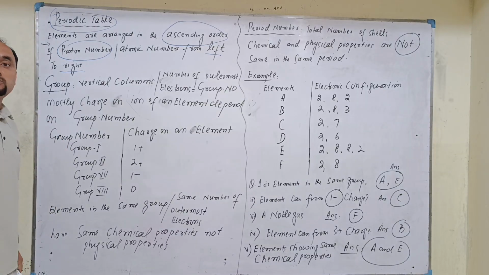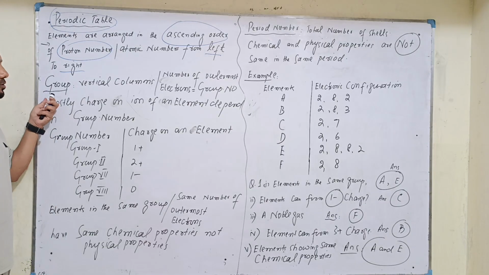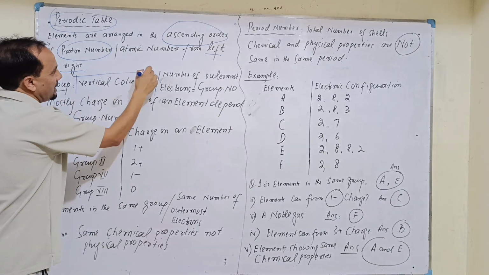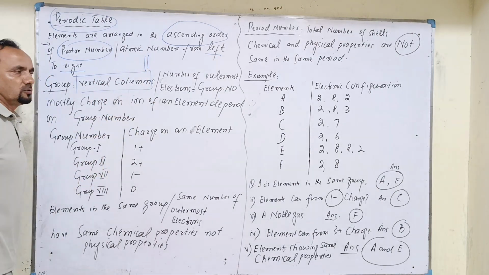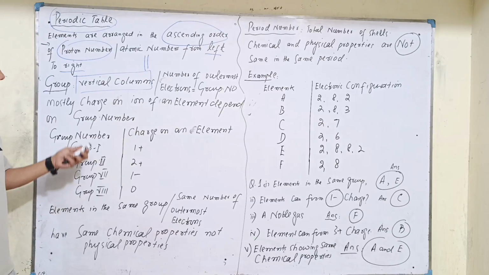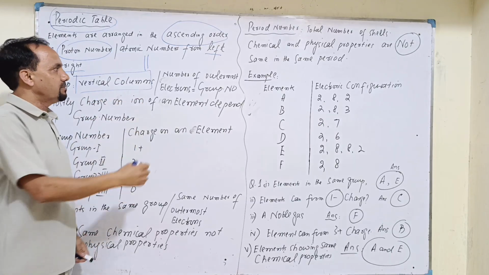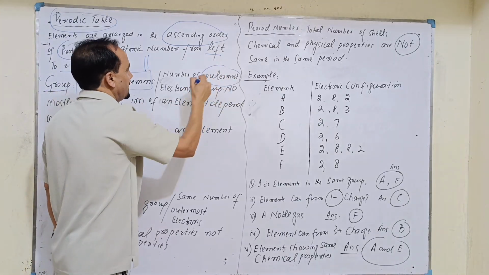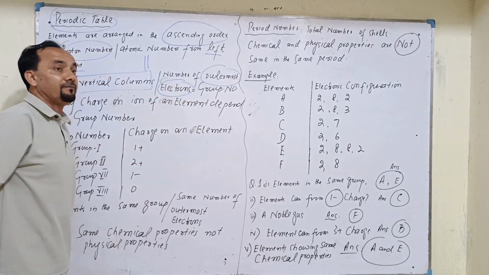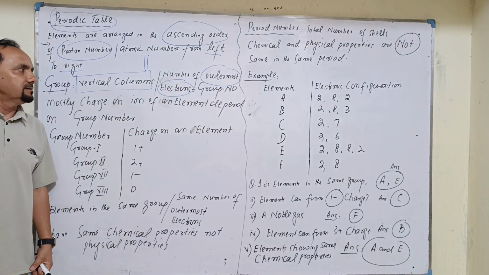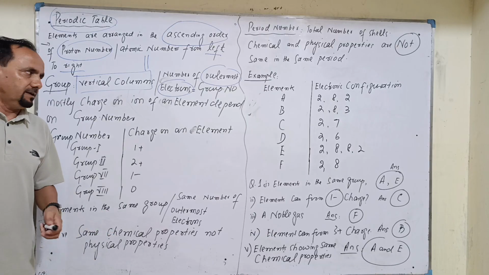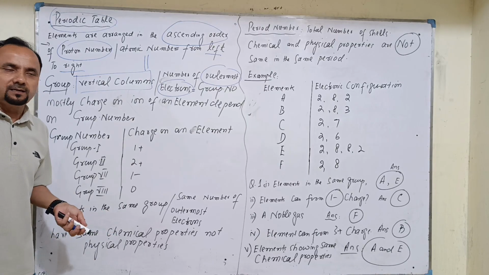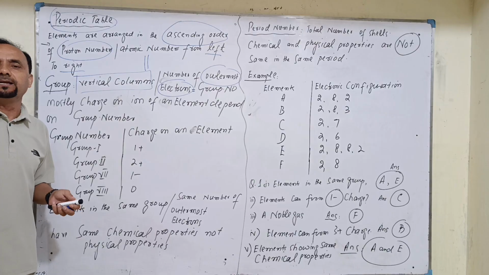Second, you can see two types of rows or periods. First is group. Vertical columns in the periodic table like this are called groups. And how can we decide the group number of an element? By the number of outermost electrons. You can also say the number of valence electrons of that element. If there is one electron in the valence shell, that element will be in group 1.